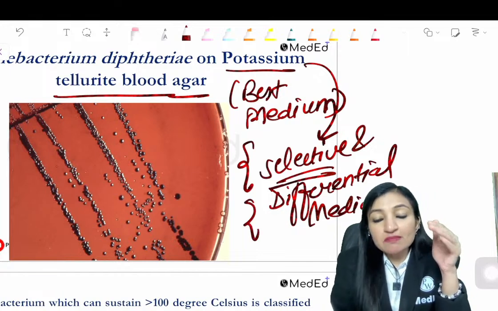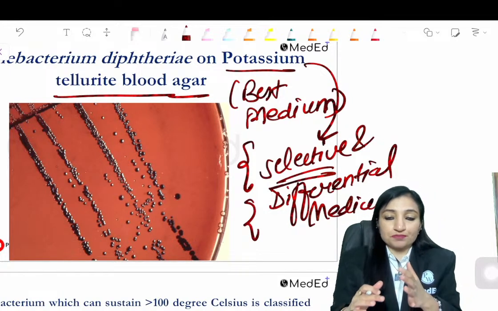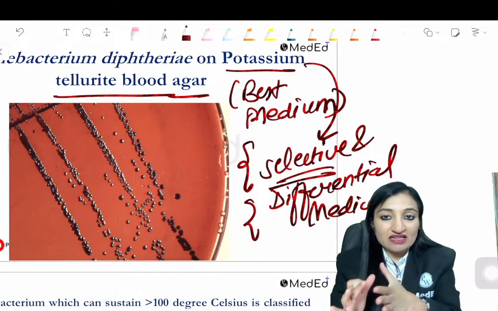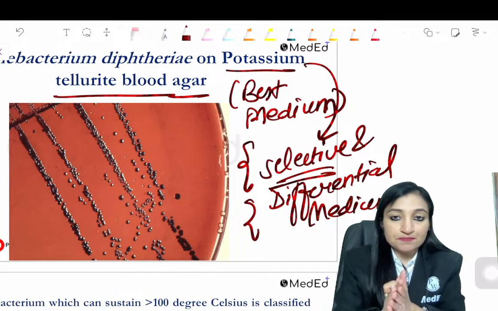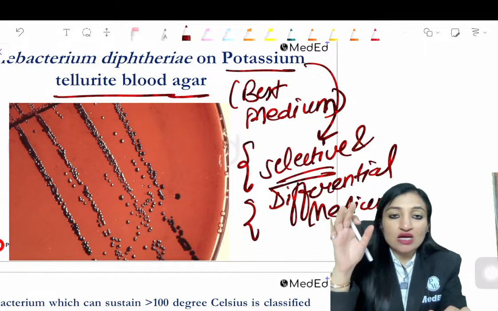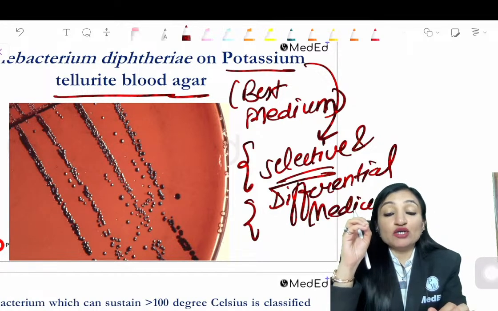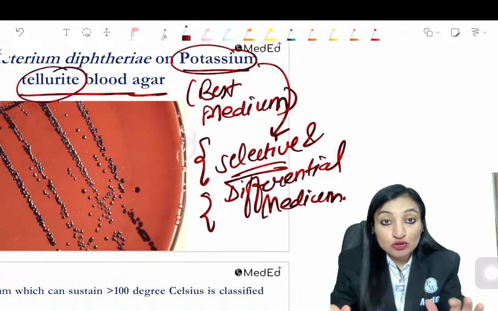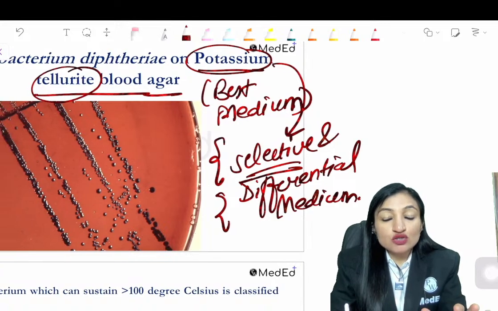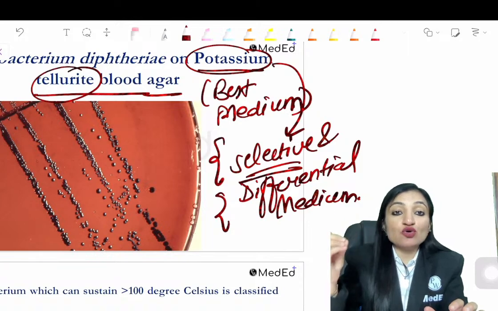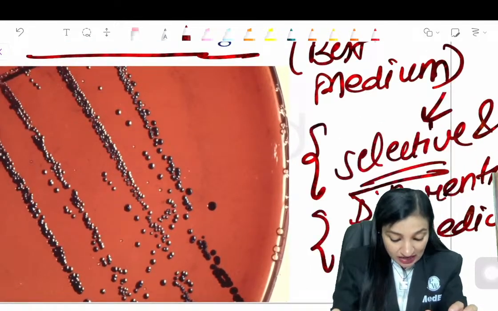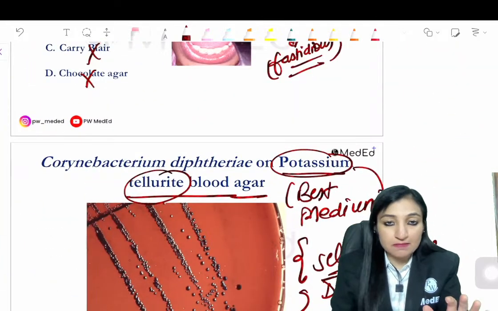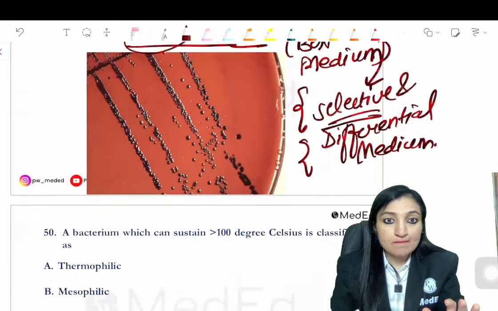Why is it a differential medium? It is going to help us differentiate this organism, the pathogen, from the other organisms. Even if some commensals are able to grow, Corynebacterium diphtheriae, when it grows on this medium, is going to reduce the potassium telluride in the medium to metallic tellurium, and this metallic tellurium is incorporated in the colonies, giving them a black color, like this. Is this clear? So this is the best medium.